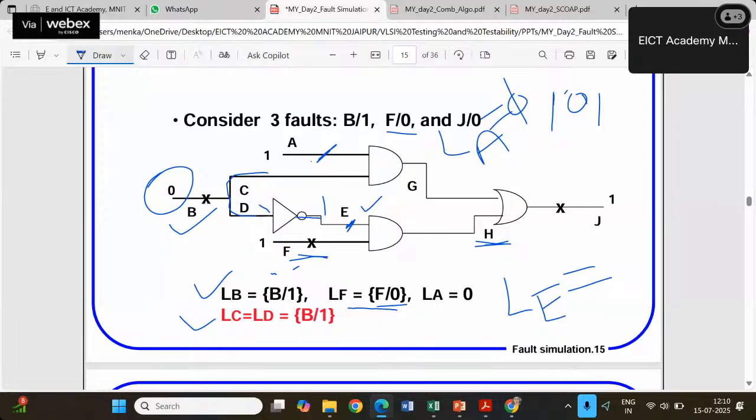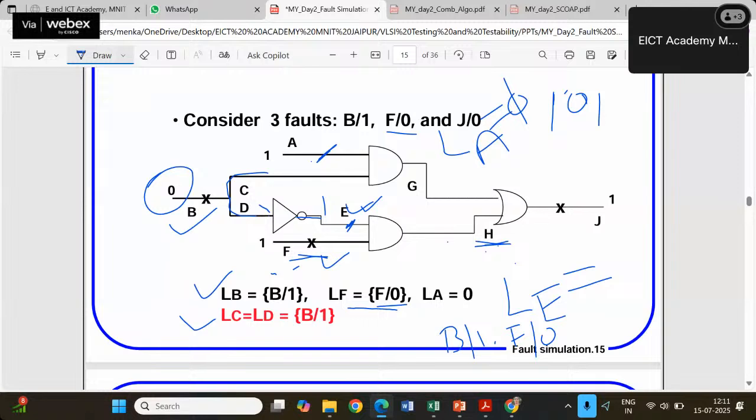So LH stuck at 0 is not available, but yes, LA is something, LB is something. So both of the faults will get added in order to figure out LH. So LH will be B stuck at 1, comma, F stuck at 0. I hope you understood this.